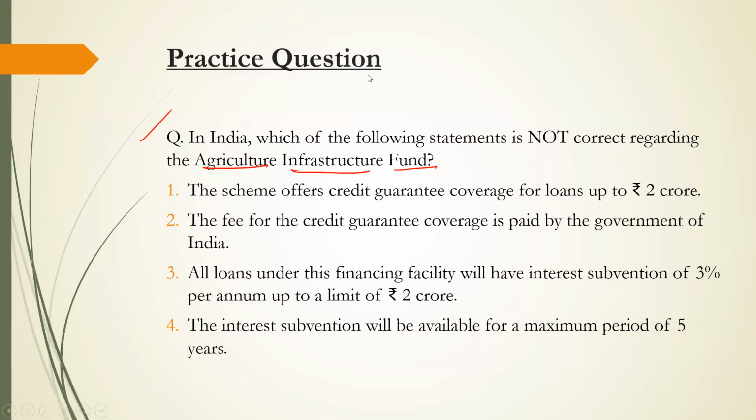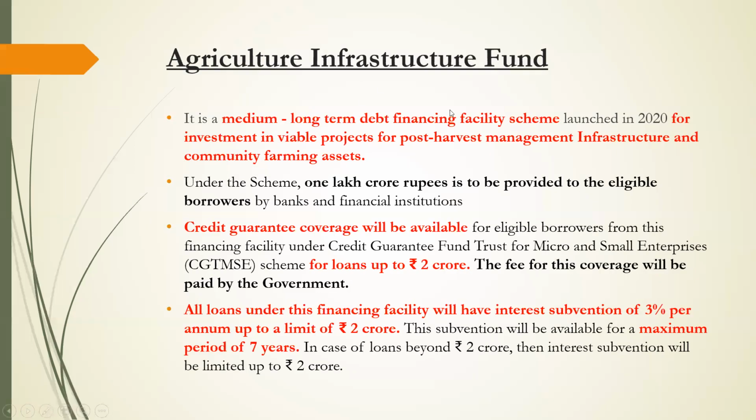Agriculture Infrastructure Fund. Okay. Now, when we talk about Agriculture Infrastructure Fund, again, why is this fund for? The aim is to create some infrastructure, especially for managing crops after they have been harvested. So we are talking about post-harvest management infrastructure, or community farming assets. This is the major aspect.